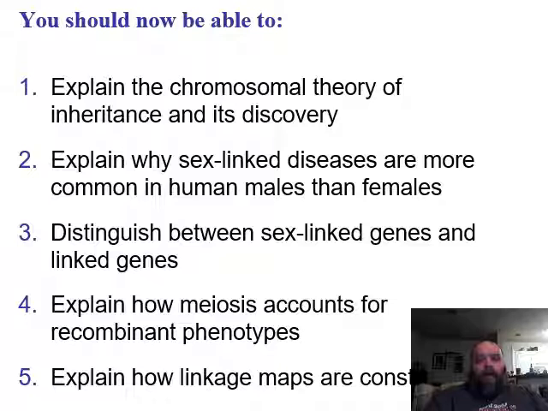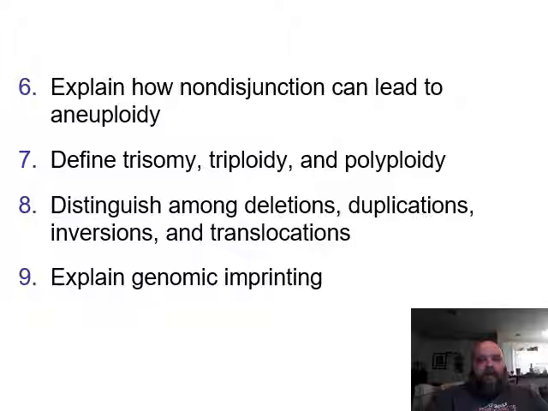I will put these on the chapter page in Canvas. 9 things, or actually 8, don't so much worry about the genetic imprinting. 8 things you need to know, be able to discuss for this chapter.